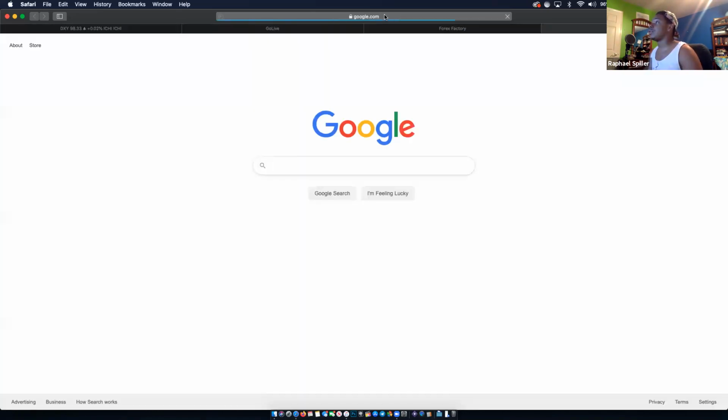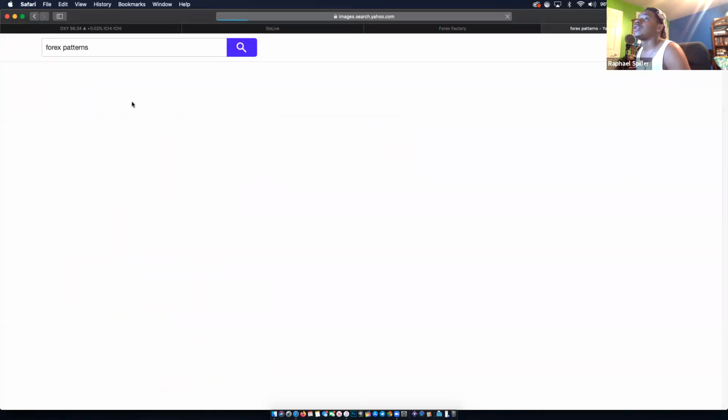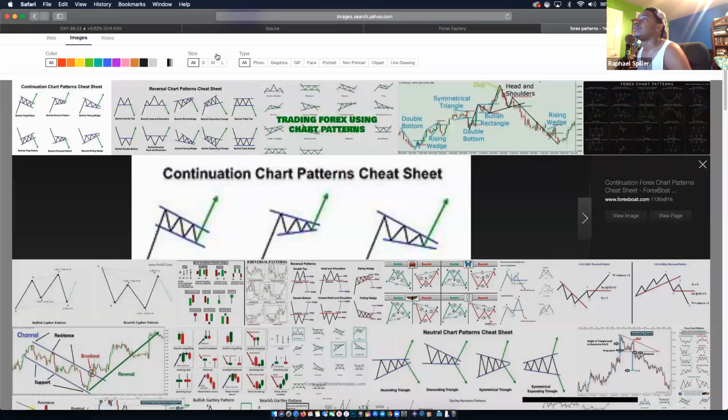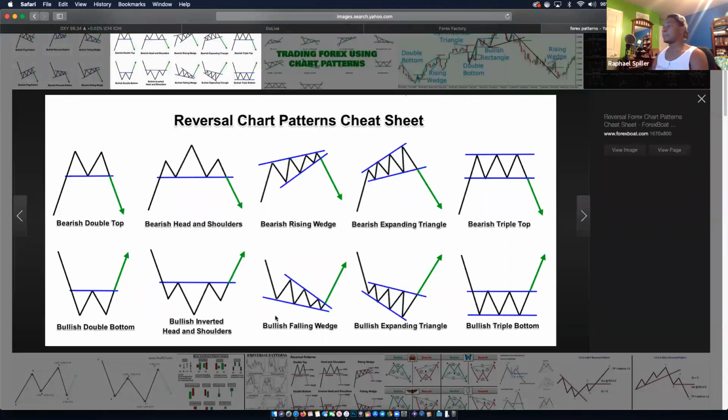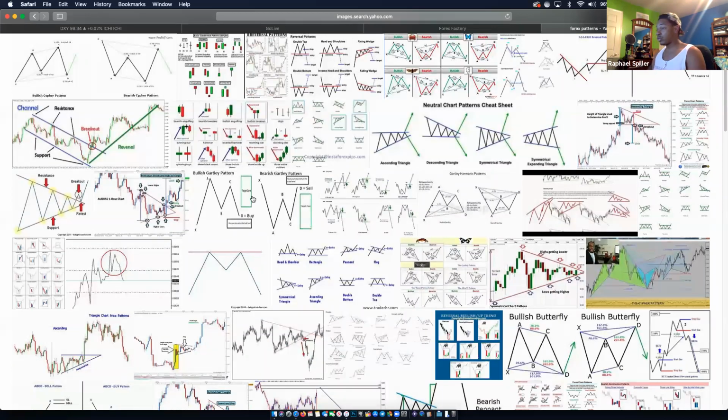So if we type in on Google, forex patterns, the first thing that will pop up is this. These are reversal patterns. This is what we see on our chart right now, a bearish rising wedge, indicating that it's going down. If you guys do not have this chart, I advise you to download it and keep this as your screensaver, period. Because this will make or break your trading.